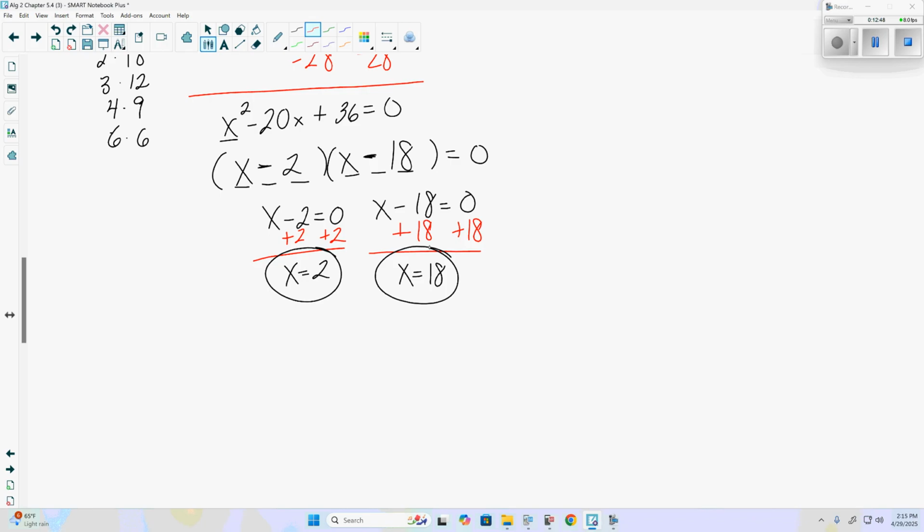Questions on this here? Would we say that this is harder than what we've been doing? I'm saying it's not harder. It's a lot more steps. That's really the only difference. A lot more steps.